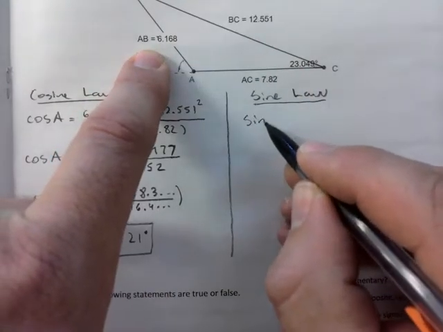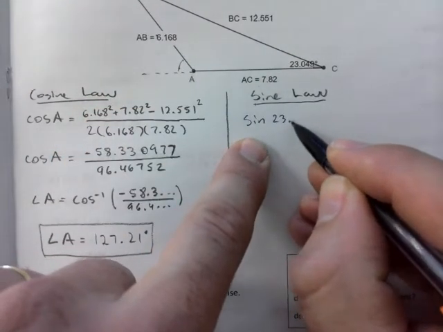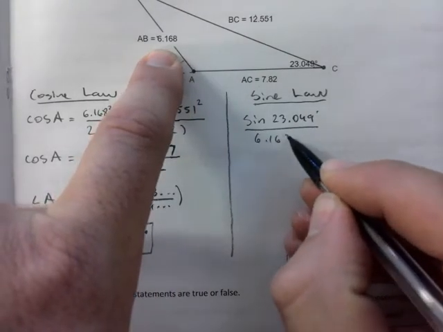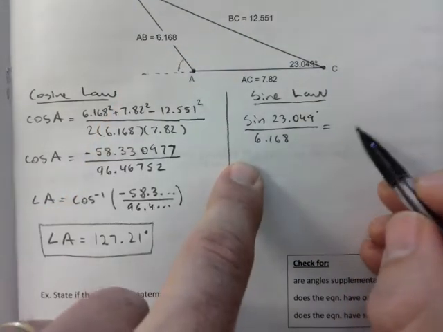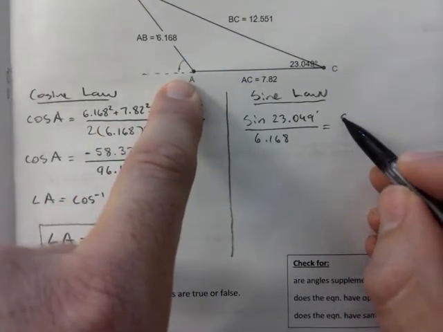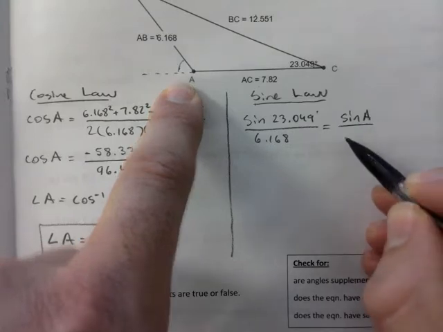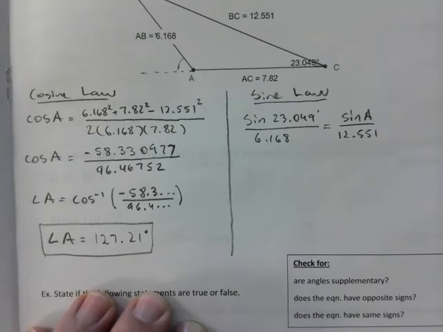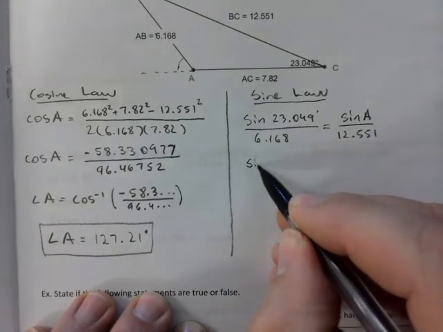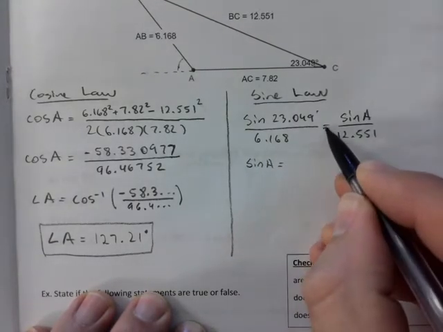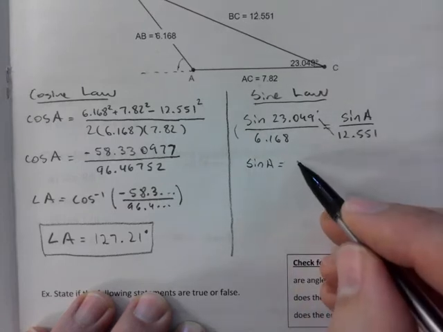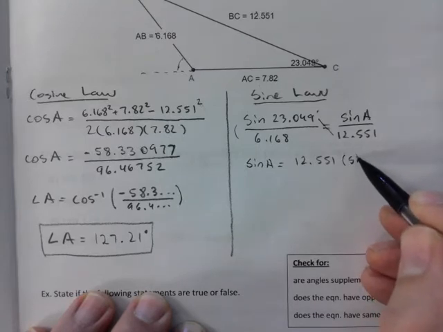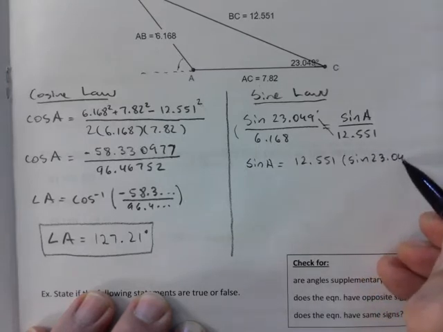So sine of 23.049 over 6.168 is equal to, and I want to find A, right? So sine of A is 12.551, like that. Sine of A is what I'm trying to find. That's my variable. So you cross multiply and divide. Don't forget that, right? We haven't done a whole lot of finding angles with sine lately, so I don't want you to forget it.